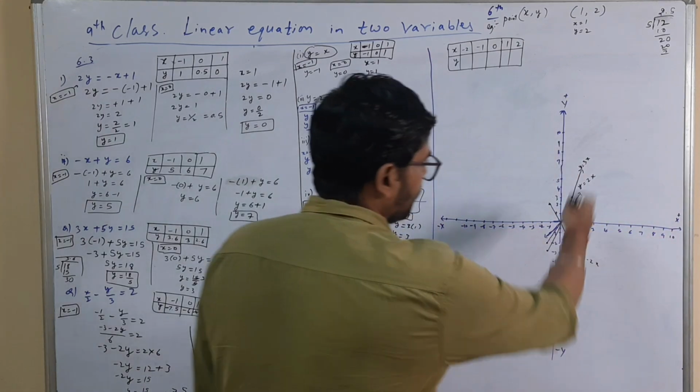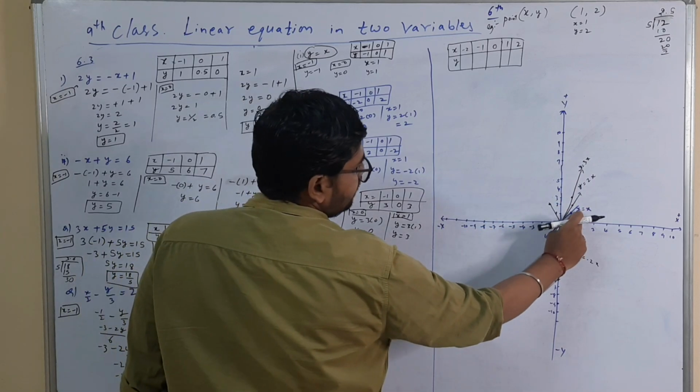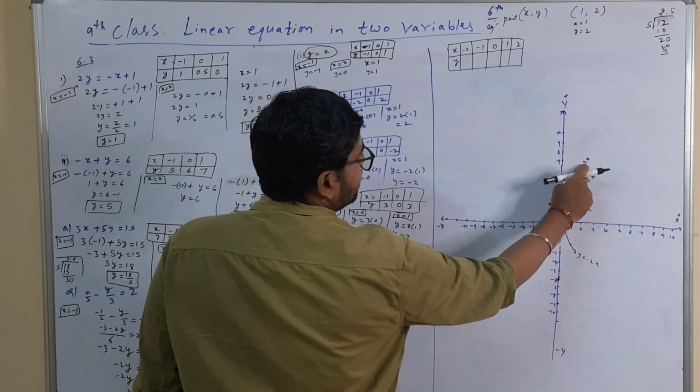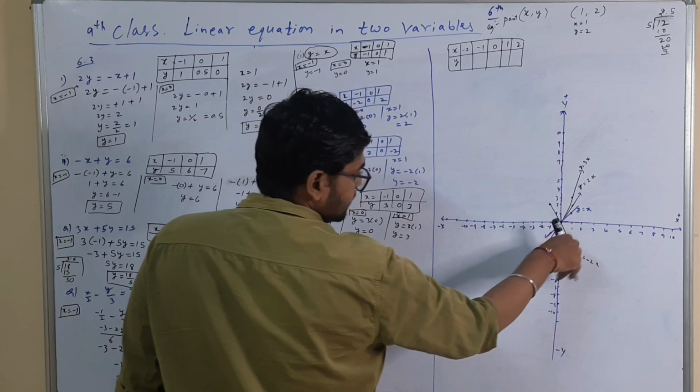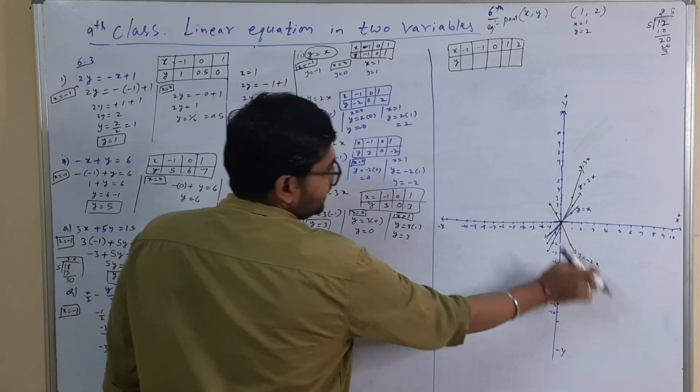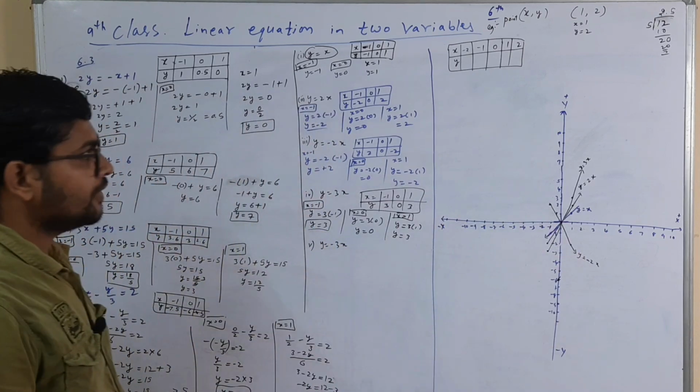Now positive, y is equal to x, y is equal to 2x, y is equal to 3x, you are getting lines like this. If you take y is equal to minus, you will get lines like this. Okay, so this one you will get a line like this somewhere. Try this one. Okay, now we go for the next question.